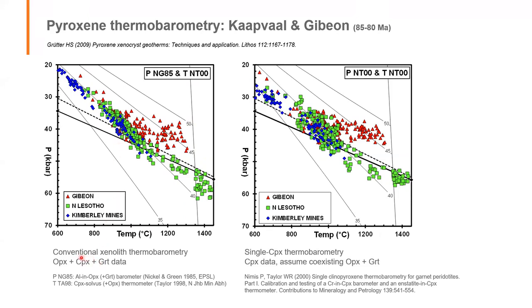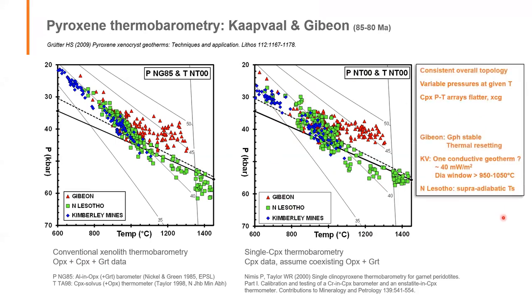If you now take the clinopyroxene from that data set and apply the single grain thermobarometer to that clinopyroxene composition, you get this picture on the right-hand side. Notice there's a consistent overall topology between these two: the red, the green, and the blue are in the same relative orientation. The CPX PT arrays appear flatter. In other words, they cross over the conductive geotherms. That's a function of the barometer.